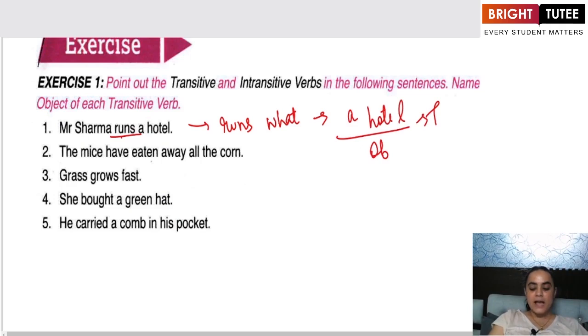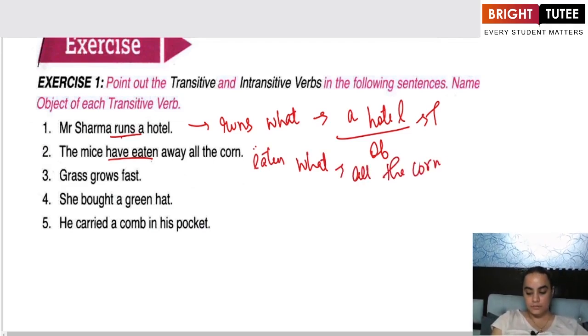The mice have eaten away all the corn. What is my verb? Have eaten. So what is my verb over here? What? I will ask. Have eaten what? Am I getting the answer? Yes, the answer is all the corn. So this is my object and since I need an object to complete this, this is transitive.